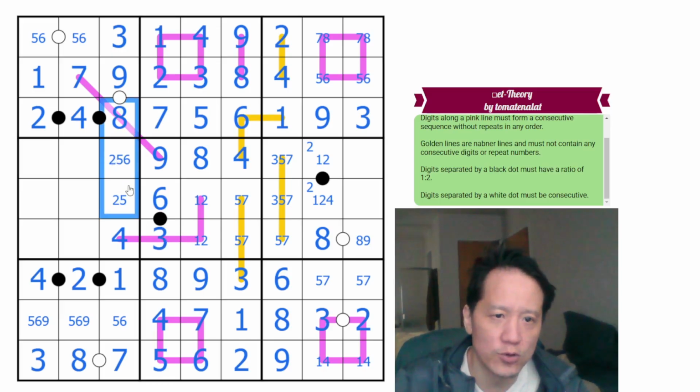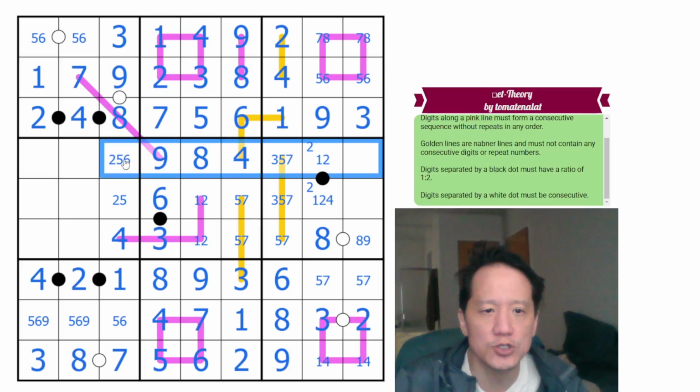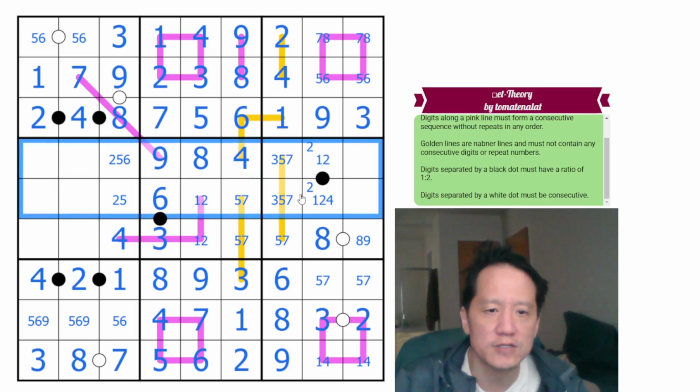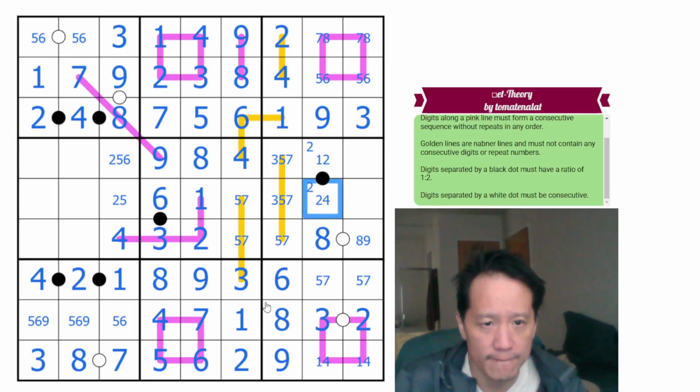So one of these two cells is a 2. So in box 4, the 2 has to be in rows 4 and 5. In box 6, the 2 has to be in rows 4 and 5. So there cannot be a 2 in the rest of the cells in rows 4 and 5. So this can't be a 2. This has to be a 1, which makes this a 2. This can no longer be a 1.